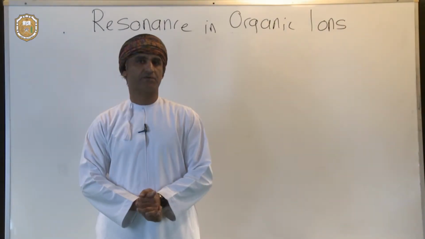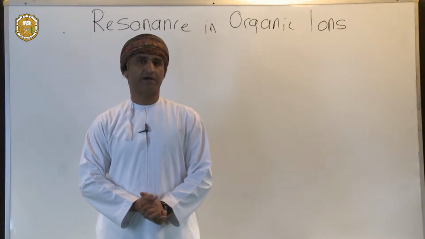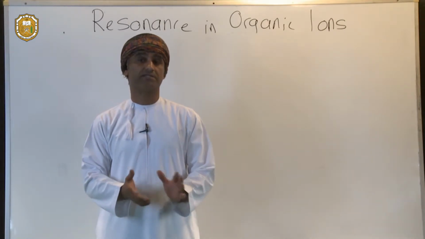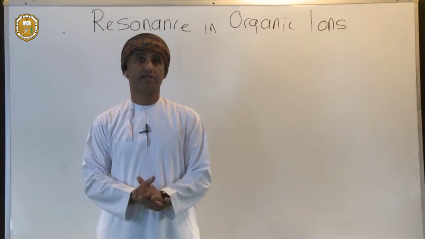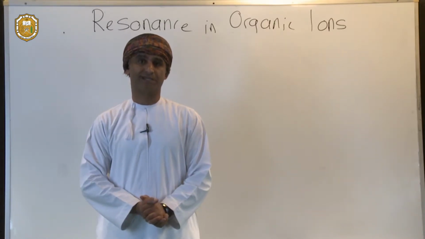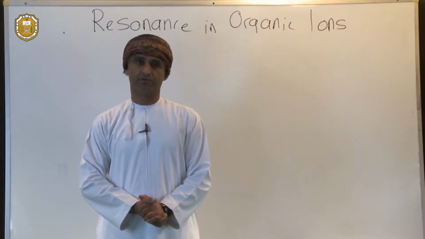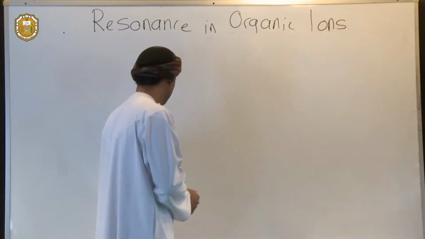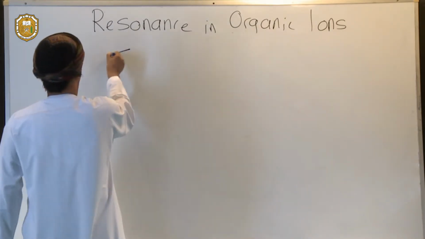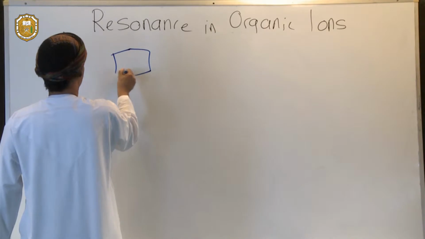To further emphasize resonance of organic ions, this time we take ions at the benzylic position relative to a benzene ring. So we are talking about the benzylic carbanion, benzylic carbocation, and benzylic radical. Let's begin with the benzylic carbanion. So this is an example of a benzylic carbanion.